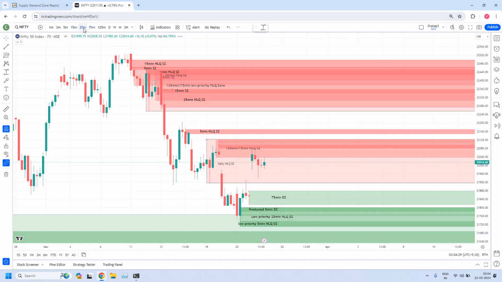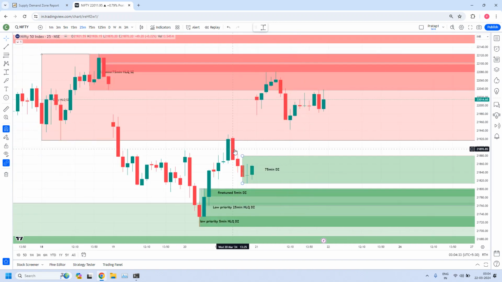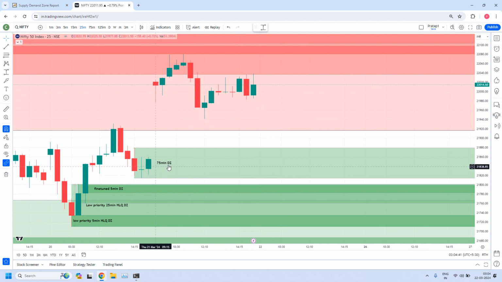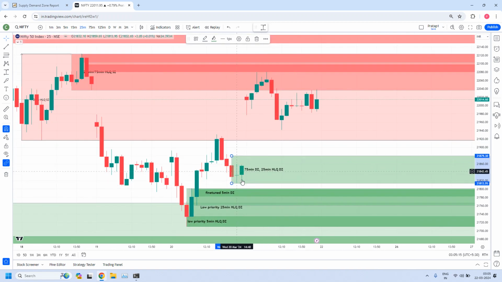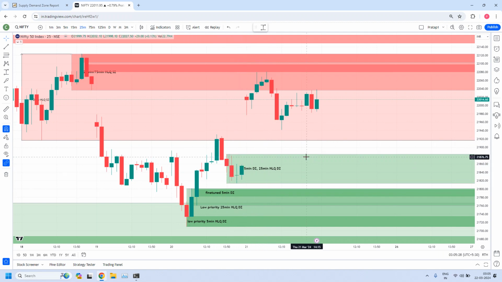So let me move on to the 25 minutes time frame. This is the 25 minutes chart. This is the one, 13:25. We have a leg out drop. You have 3 base candles, and then you have a rally candle. That means this entire 75 minutes demand zone is also a 25 minutes high liquidity demand zone. So, 75 minutes demand zone, comma, 25 minutes HLQ demand zone. So this entire 75 minutes area is occupied by 25 minutes also. So that's a very good point. Okay, good.